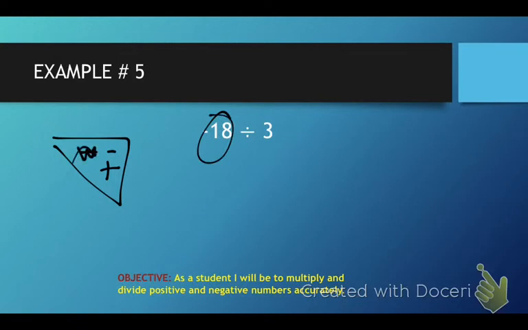divided by 3, that's a positive. Cross that off. Our answer is going to be negative. 18 divided by 3, that's 6. Our answer is negative 6.